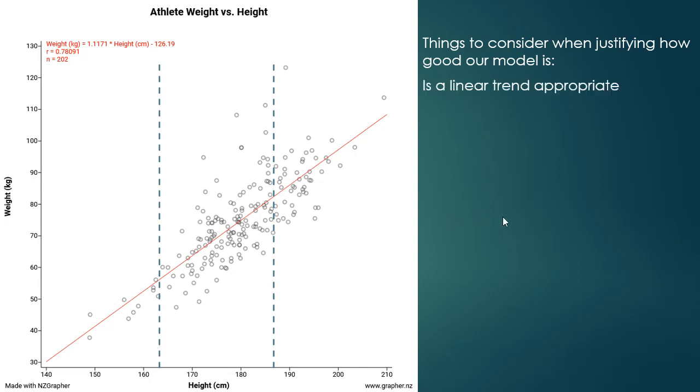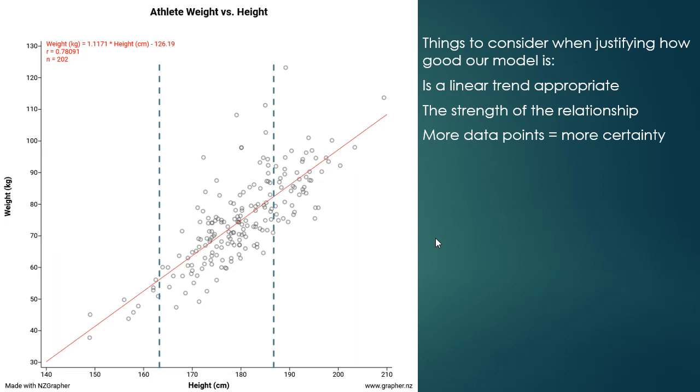So the first question is the linear trend appropriate? So do the data points follow a linear pattern or a straight line, or is a curved line of best fit going to be better? The second feature is looking at the strength of the relationship. So the stronger the relationship, the better our model is at predicting the weight. So the stronger the relationship, the closer the points are to the line of best fit, and the better our model is at doing its prediction.